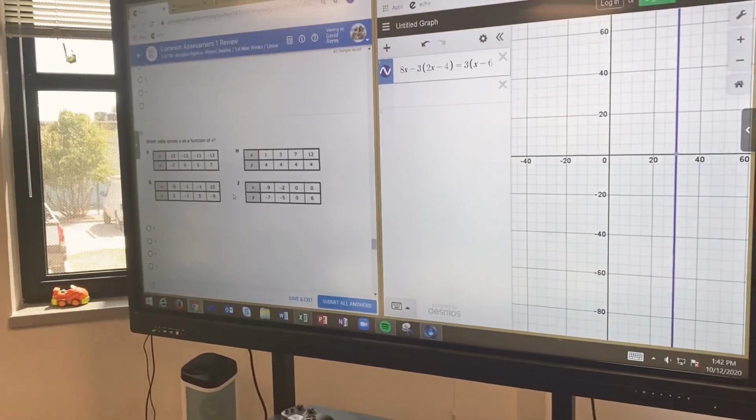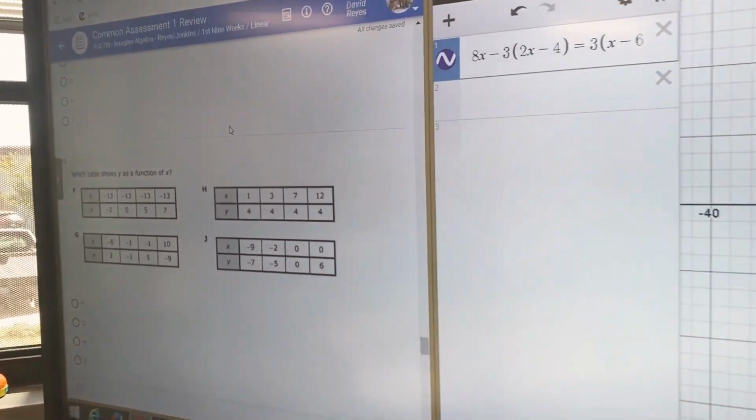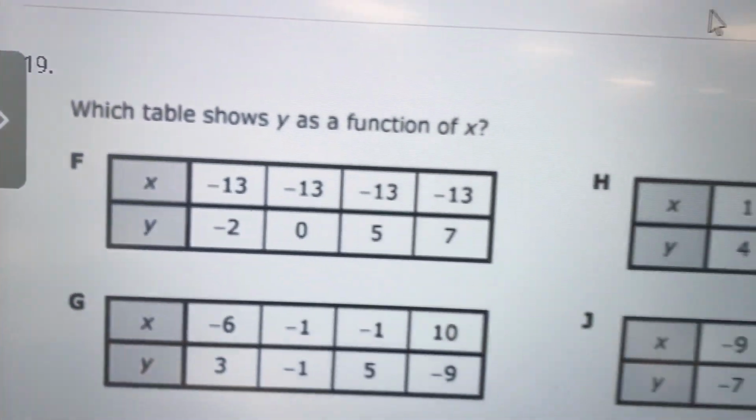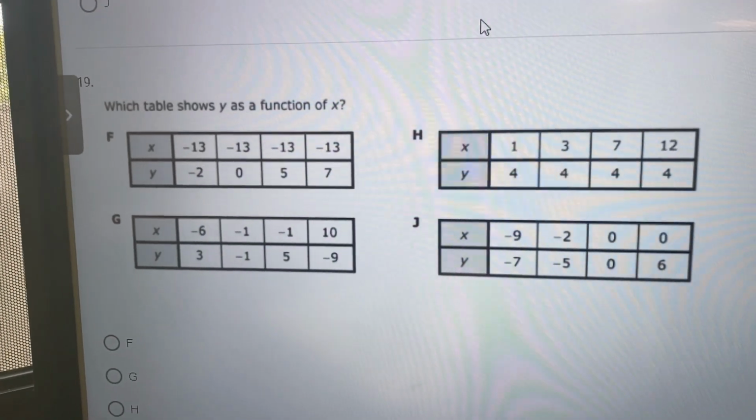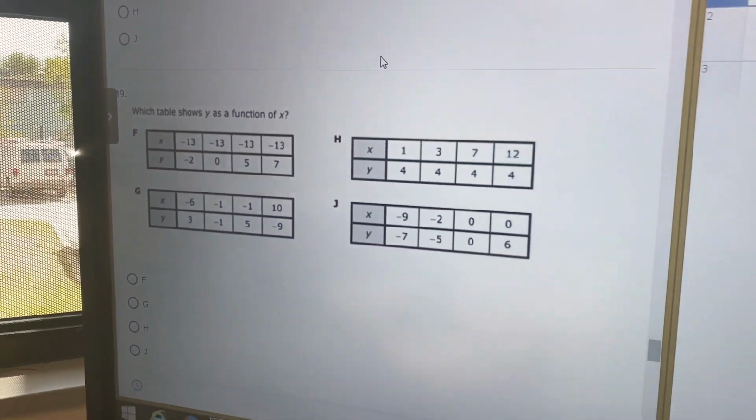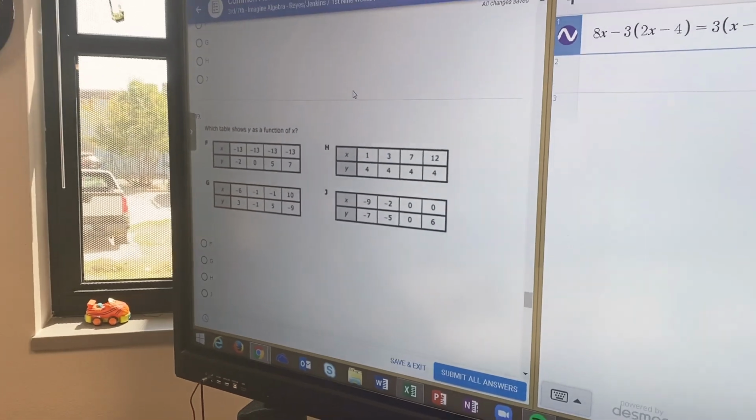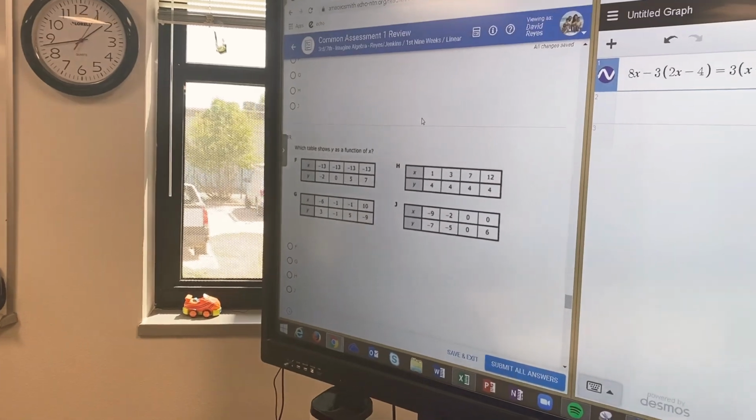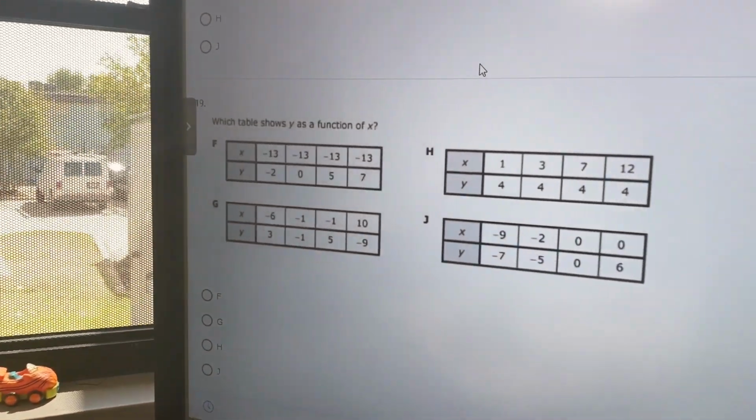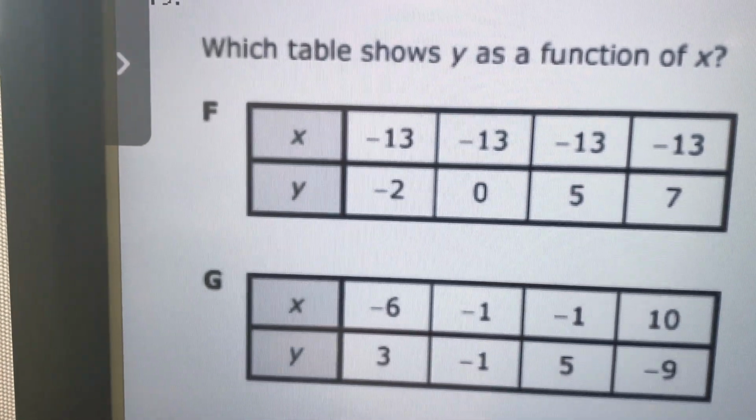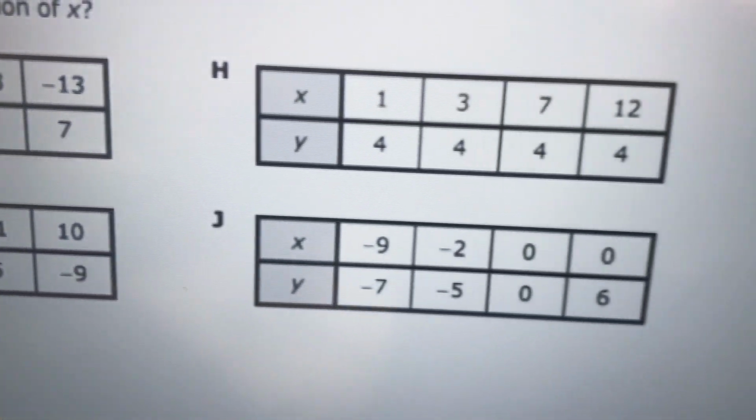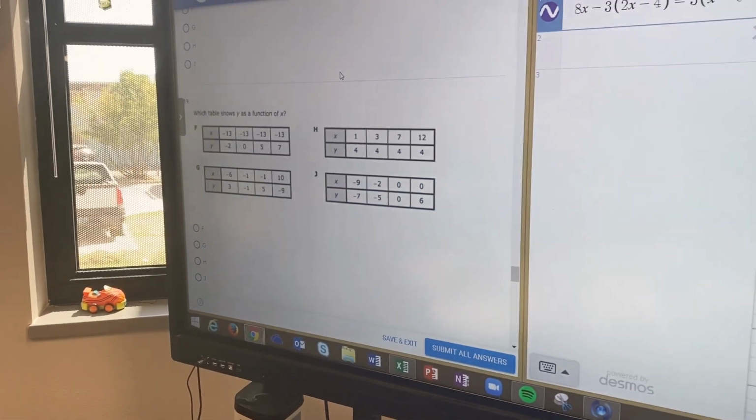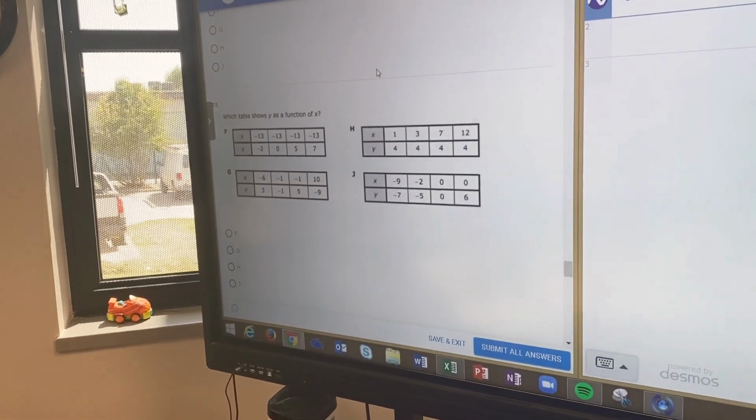Okay, let's look at 19. Which table shows y is a function of x? Believe it or not, guys, this is that 6th grade TEK you learned about, function rule. What is function rule again? They follow one rule and one rule only. No repetition. What do you mean repetition? What about it? What cannot repeat? X. Your x cannot repeat. Okay? This is how Algebra 1 asks that type of question. It's the same exact question from 6th grade. Only now, Algebra 1 uses different words.